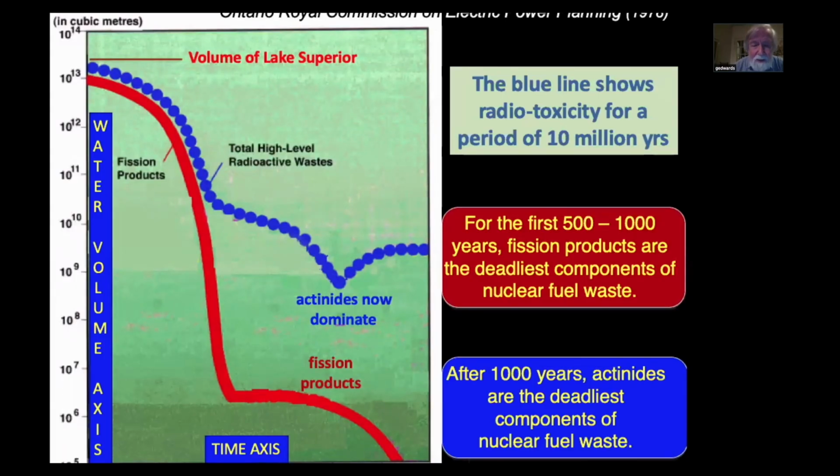They also produced this graph in the 1978 study showing the toxicity of spent fuel, used CANDU fuel, for a period of 10 million years. The axis at the bottom goes up to 10 million years. And by the way, you might notice that after approximately 100,000 years, the toxicity actually goes up again. It goes down, down, down for the first 100,000 years, and then it goes back up again, and it stays at a fairly high level for millions of years afterwards. That's the total high-level radioactive waste.